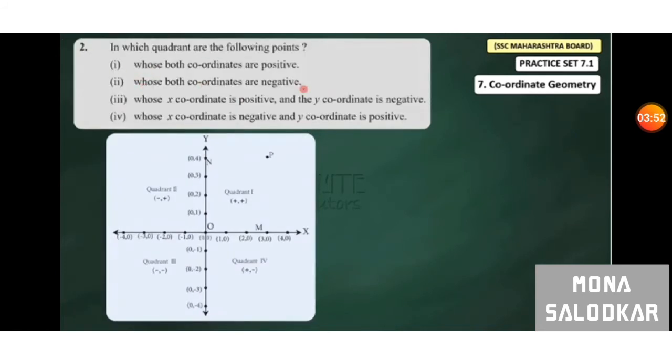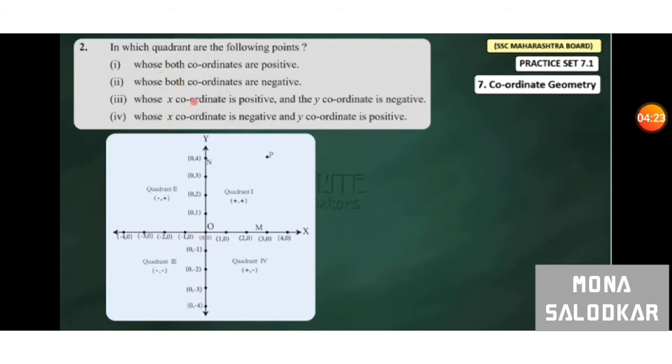Now let's start the second question. Now see here, in which quadrant are the following points? 4 questions are given. First question, whose both coordinates are positive? In the first quadrant both coordinates are positive, so your answer is first quadrant. Now second, whose both coordinates are negative? In the third quadrant both coordinates are negative, so your answer is third quadrant.